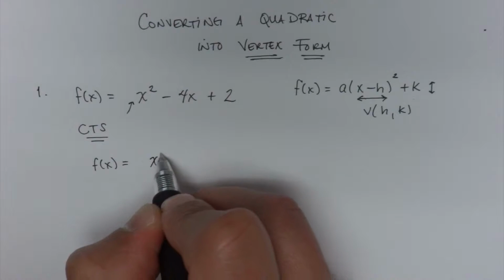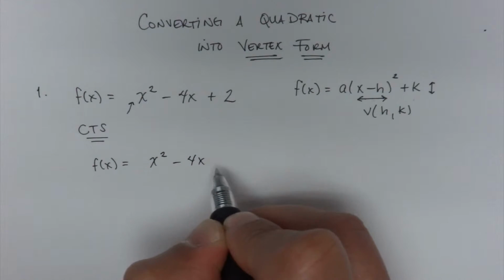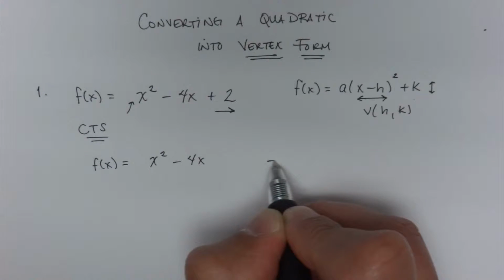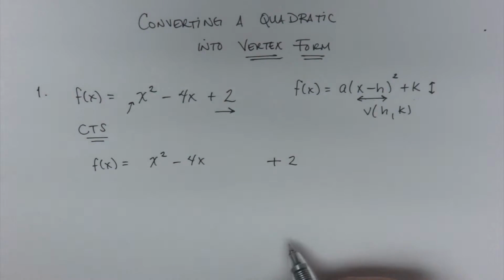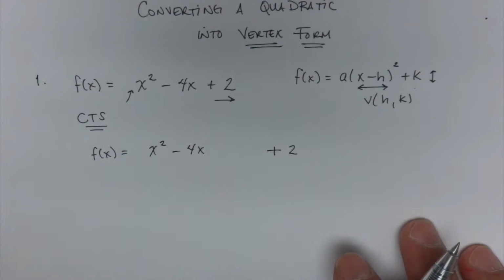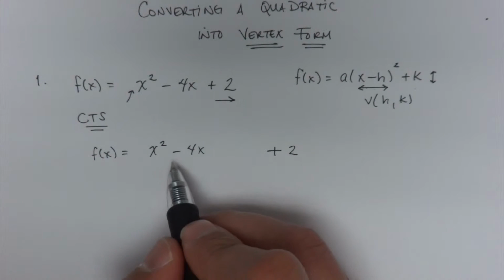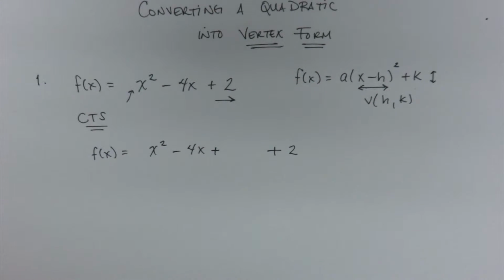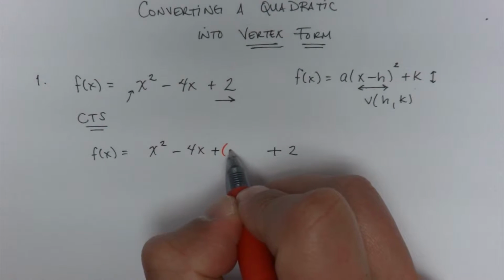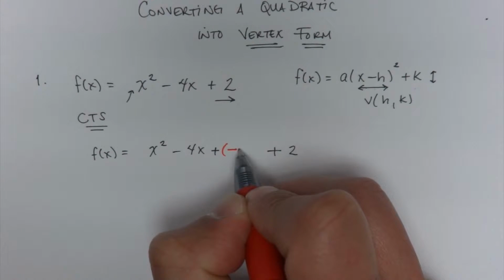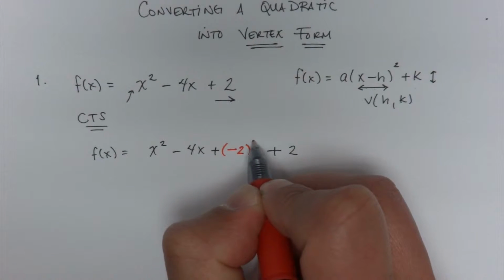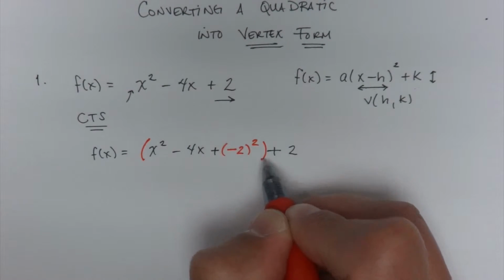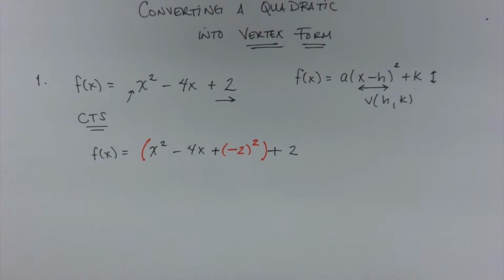Let me have x squared minus 4x. Now I'm going to move that positive 2 out to the side. Now I'm going to take half of the middle term. So minus 4, I'm going to put plus, half of negative 4 is negative 2, and we're going to square that. I'm just going to put parentheses here to keep this separate.